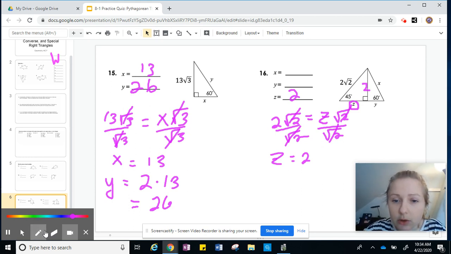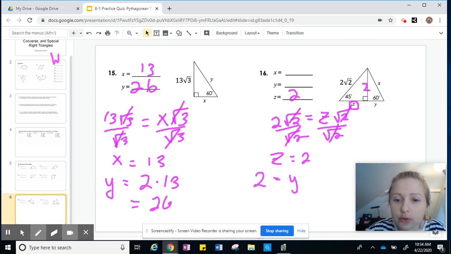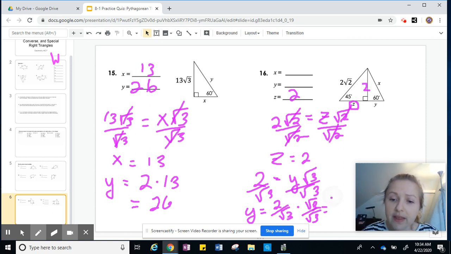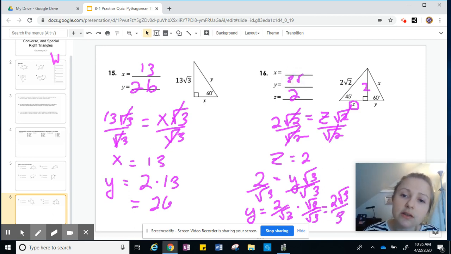So the longer leg is always equal to the shorter leg times the square root of 3. So that means y, divide by square root of 3 to get it alone. Y is equal to 2 divided by the square root of 3, but we don't like that radical in the denominator. So we need to multiply by the square root of 3 over the square root of 3. And that leaves us with 2 square root of 3 over 3. So that's y. So 2, let's see if I can squeeze that in there, square root of 3 over 3.